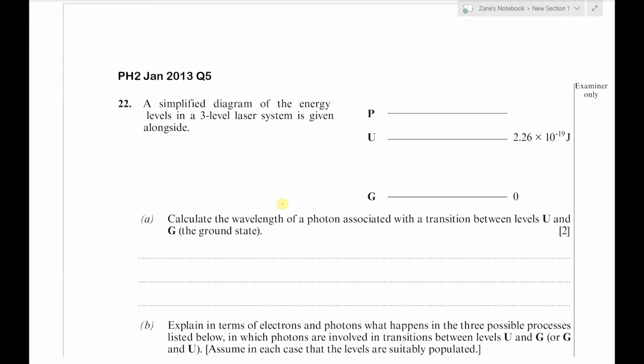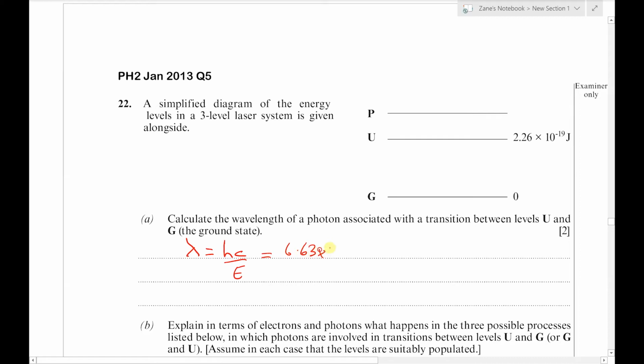And for part A, we've got to work out the wavelength of a photon associated with a transition between levels U and G, the ground state. So this is a standard calculation where we can use lambda is hc over E. Not in the data book, something that you need to learn, but it's in almost every lasers question.